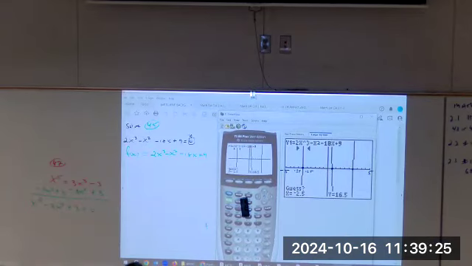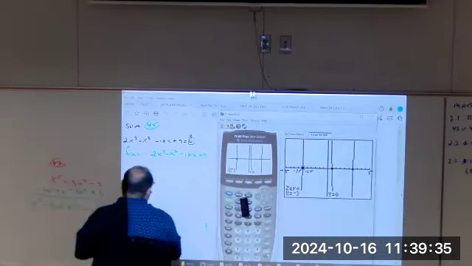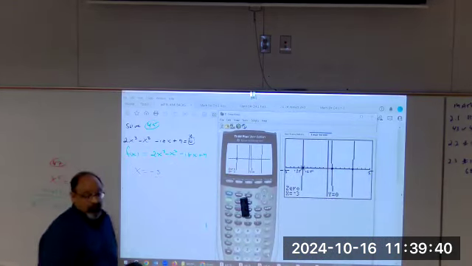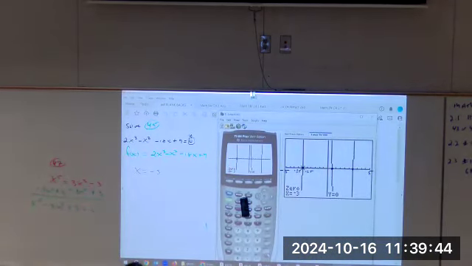Do I want to guess? No, I don't. And it finds it for me. And it says the Y value is equal to 0 when X is -3. So that's one of the X intercepts. That's one of the solutions.